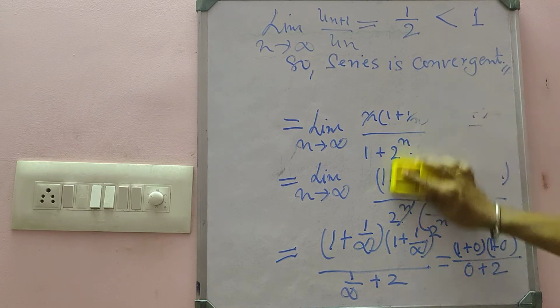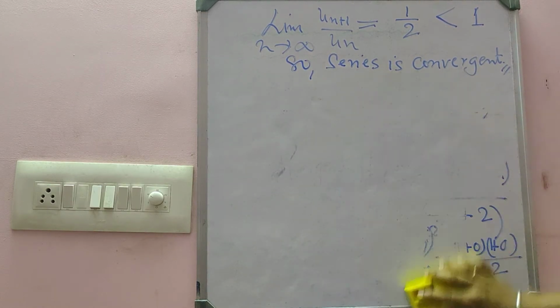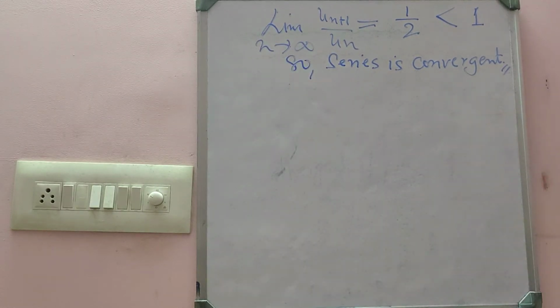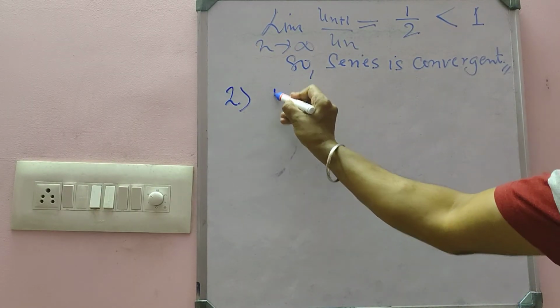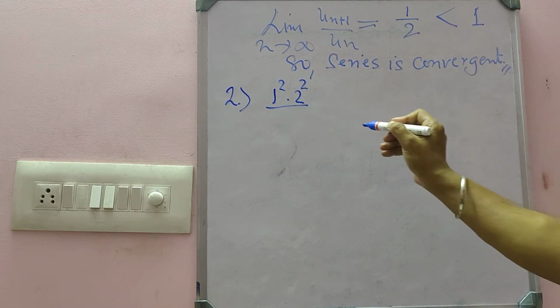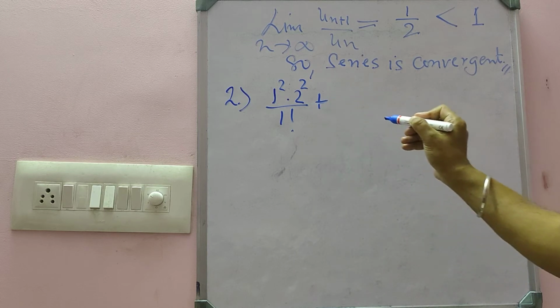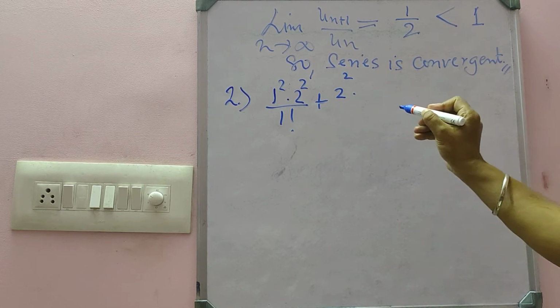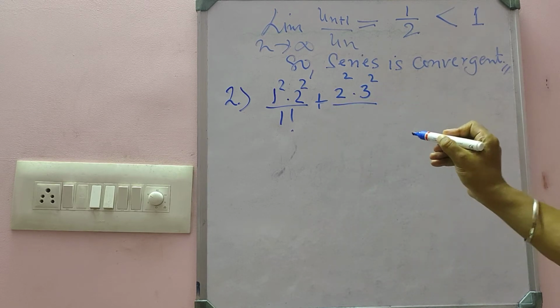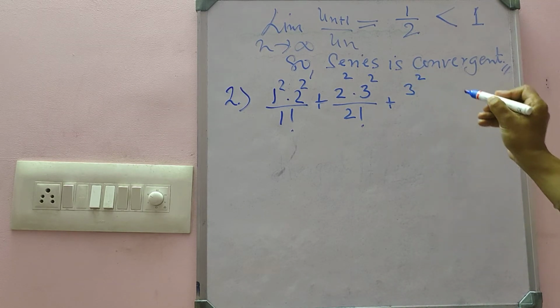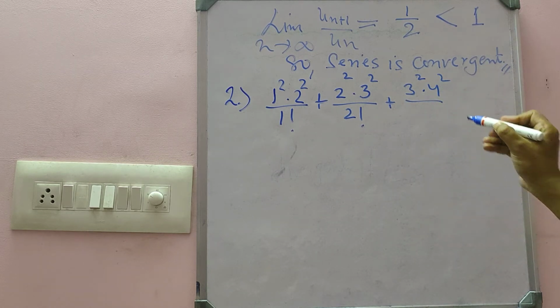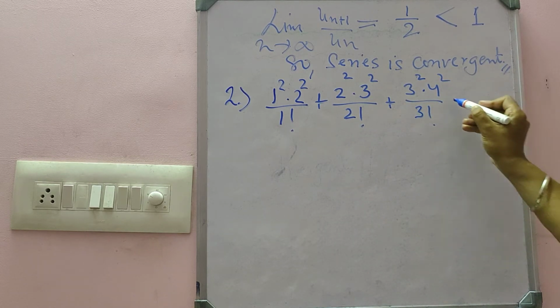Now I will take the next problem. Next problem is question number 2. 1 square into 2 square divided by factorial 1, plus 2 square into 3 square by factorial 2, plus 3 square into 4 square by factorial 3, and so on.